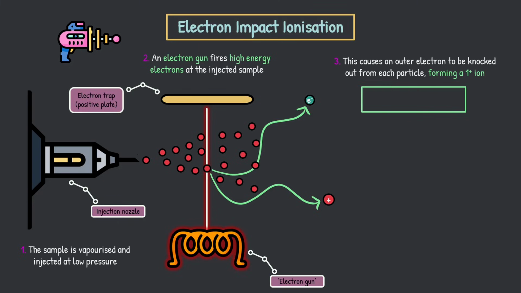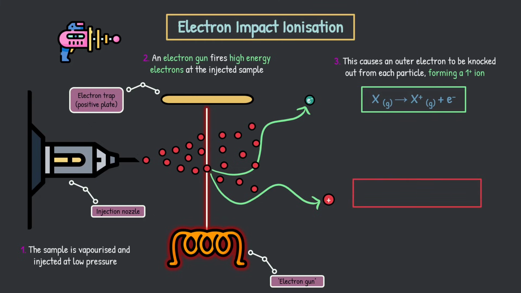Again, there's a formula you need to remember here. It's X gives us X plus plus an electron, both gaseous. State symbols are really important here. They will penalize you if you do not put state symbols. I've just used X as any element, any isotope, whatever you're looking at, but just remember to fill in the correct one in your questions.